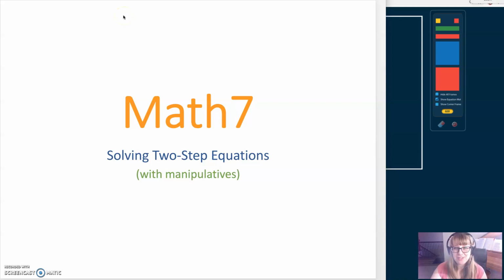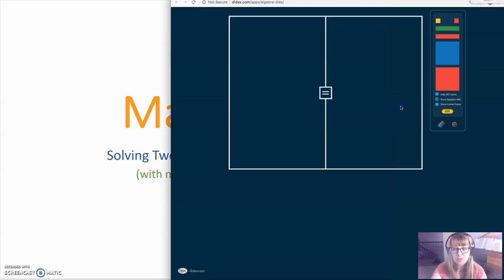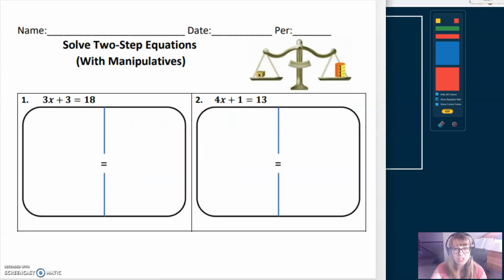Hello, Math 7 students. This is solving two-step equations with manipulatives. We will be using our algebra tiles, so if you have your own set of algebra tiles, make sure you have those handy today. Otherwise, we will be using our online digital or virtual algebra tiles. To get started, you should have your worksheet that looks like this.